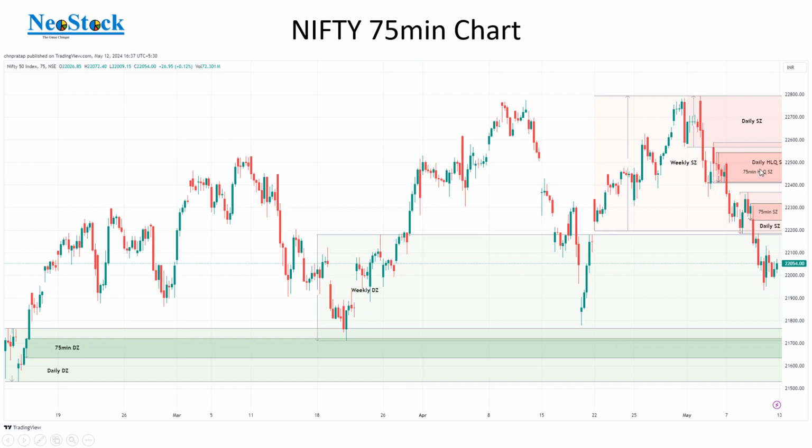See here the first one. This is a 75-minute high liquidity supply zone. We have a drop, around 4 base candles, and again drop. And again here drop, base, drop. This is a fine-tuned 75-minute supply zone inside the daily supply zone. Again here you have a drop, base, drop. This is not a fine-tuned zone, normal zone only.